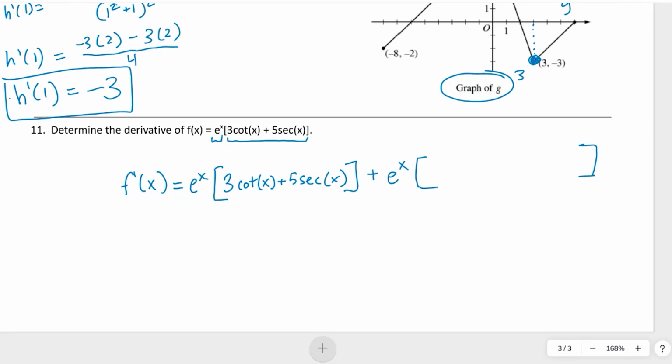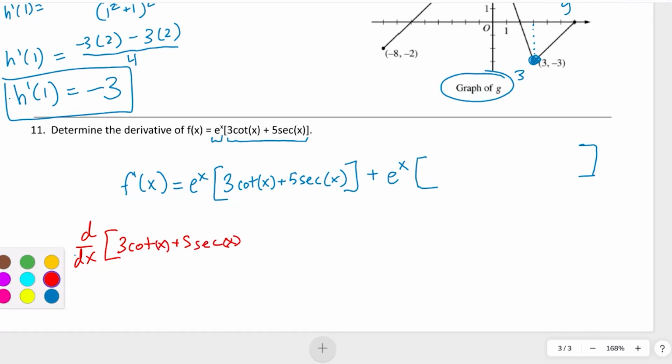Okay. So what I want to do here is find the derivative. I'm just going to do a little scratch work out here. Maybe I should change colors so it doesn't get all mixed up. I need to find the derivative of 3 cotangent x plus 5 secant x. I'm just going to do this out to the side here.